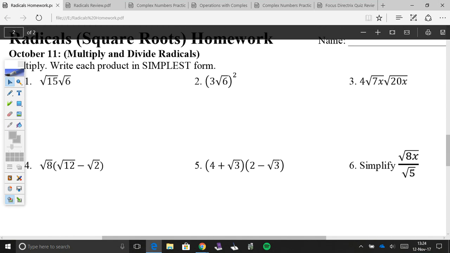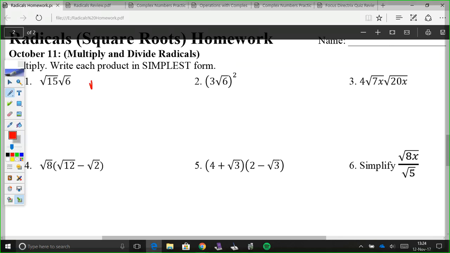Alright, now for multiplying the square root of 15 and the square root of 6, you can multiply these inside the same radical. So when you're multiplying radicals, you can just multiply them together, but make sure they're inside the radical, and then you can combine or simplify it at the end. So 15 times 6 would be the square root of 90. But that's not my final answer. That just helps me get halfway there.